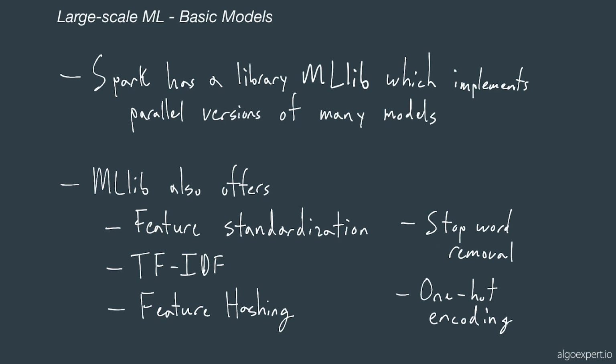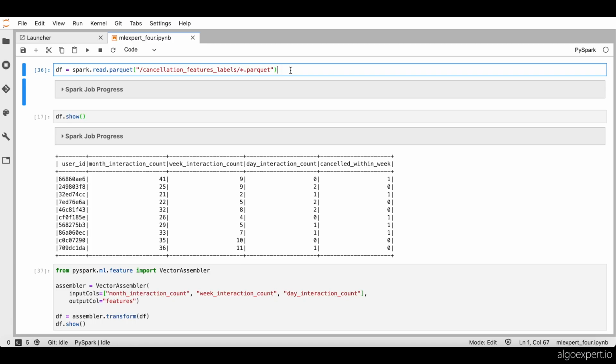Let's go ahead and see a demo of how we can apply Spark MLlib's version of logistic regression to our use case in which we want to predict whether or not users of our website, based on their website interactions, will cancel within a week or not. Alright, so let's train a simple model with Spark MLlib. This line here just uses Spark to read a Parquet file in the HDFS directory cancellation features labels.